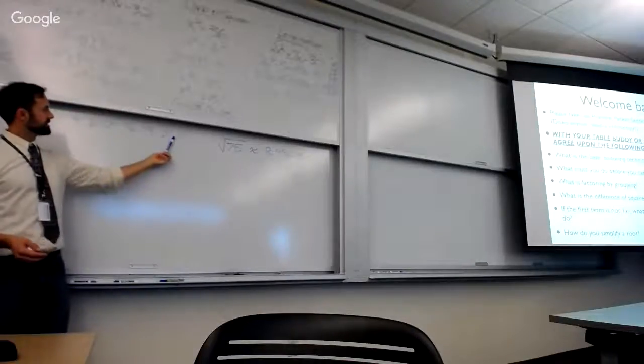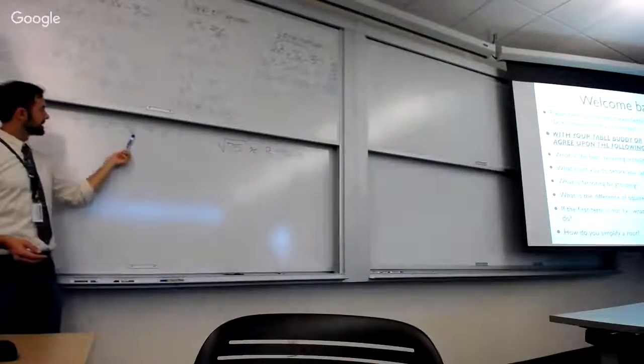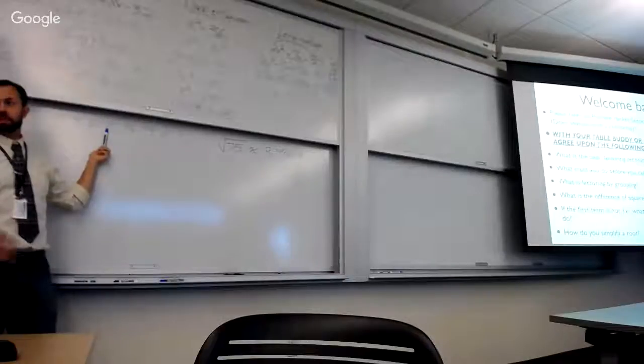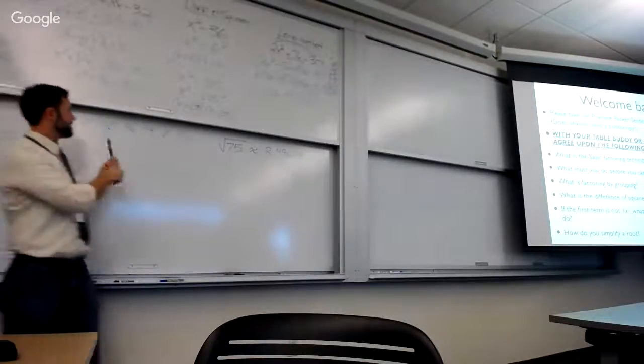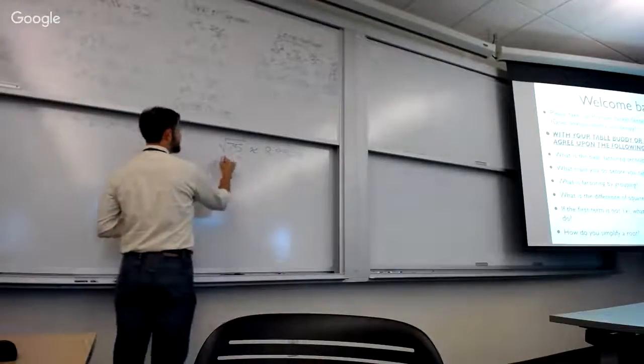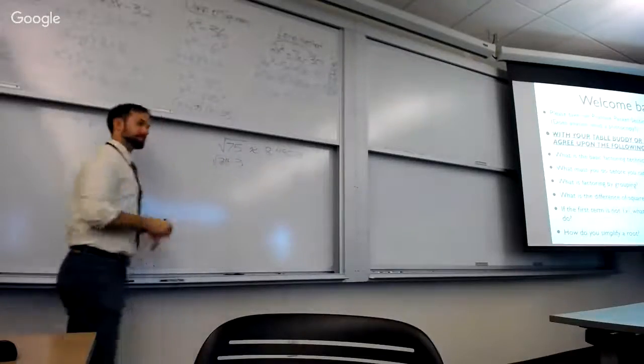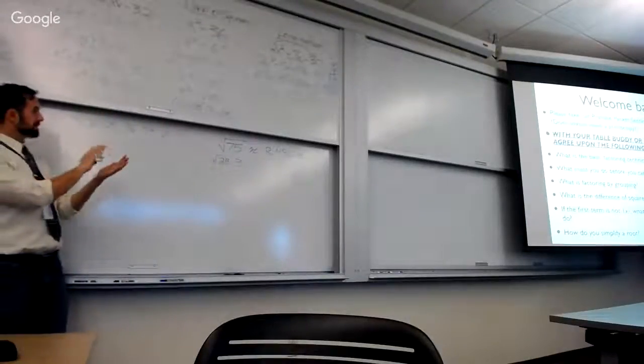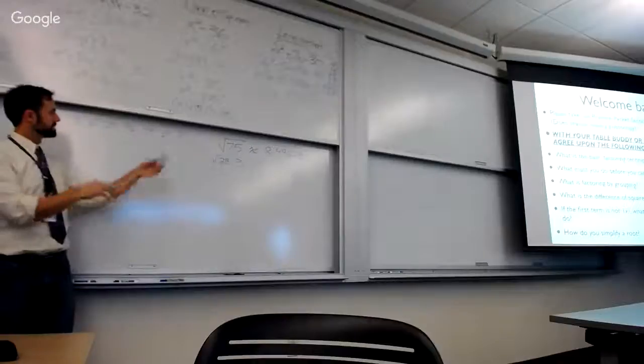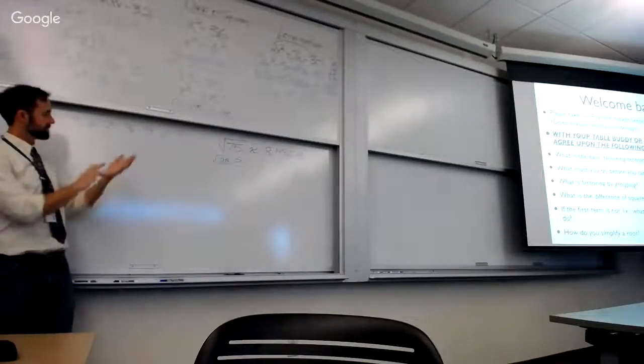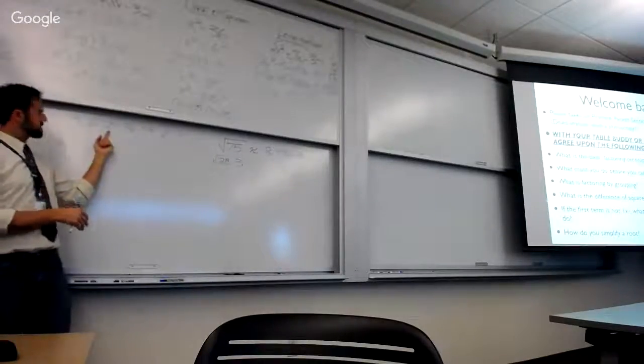So 75 is not divisible by 64, 49, or 36. But it is divisible by 25. That's the first square number that goes into 75. So you rewrite 75 as 25 times 3, which is just a fact you got from your calculator. 75 divided by 64 is a decimal, 75 divided by 49 is a decimal, 75 divided by 36 is a decimal, but 75 divided by 25 is 3.